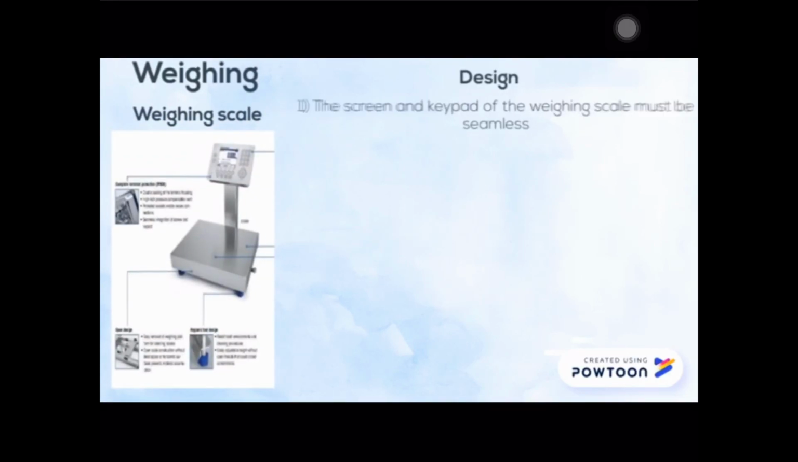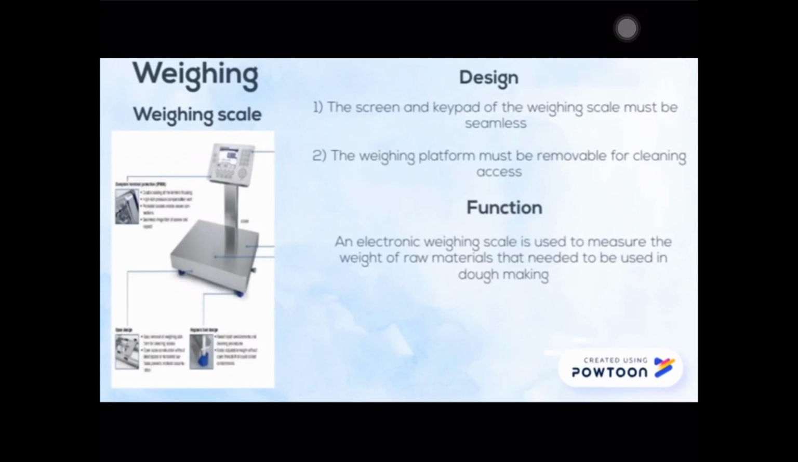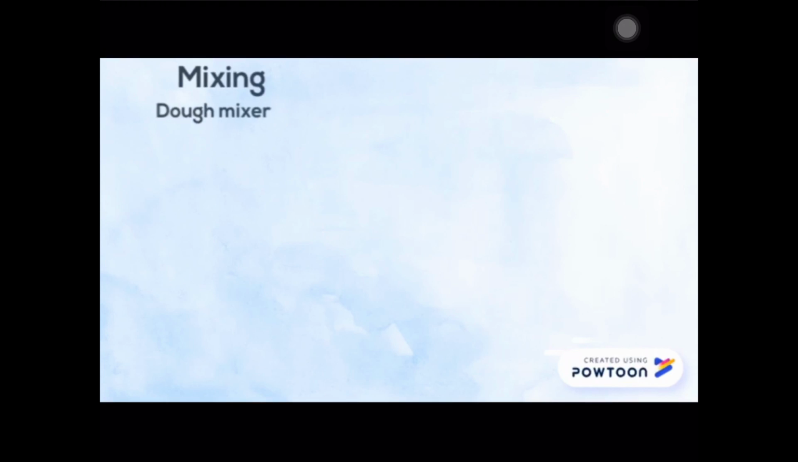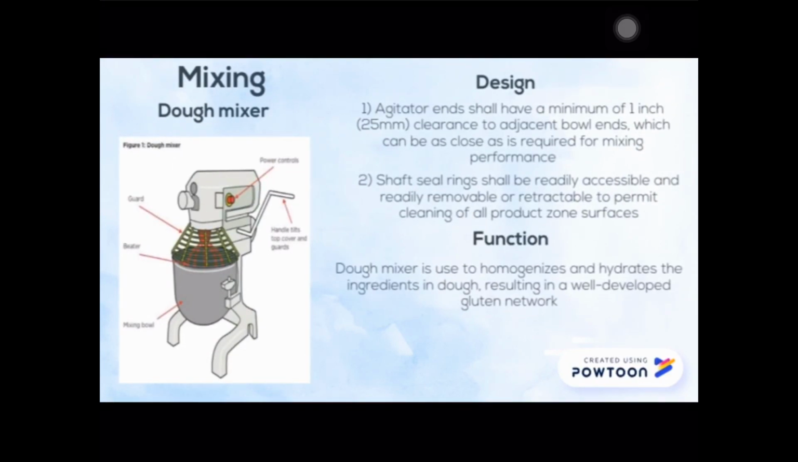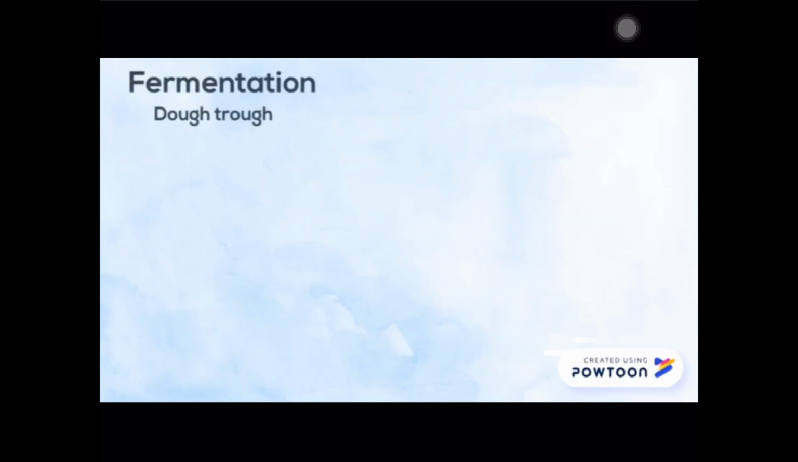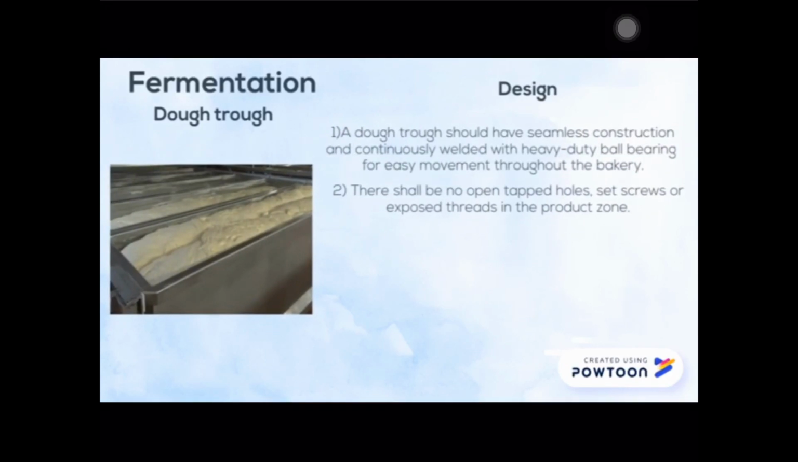Next, the weighing scale is used to measure the weight of raw materials that need to be used in dough making. A dough mixer is used during the mixing process to homogenize and hydrate the ingredients in dough, resulting in a well-developed gluten network. A dough trough is used for holding the dough during the fermentation period.